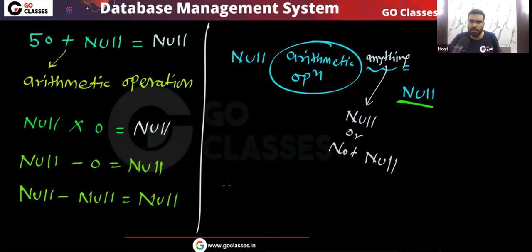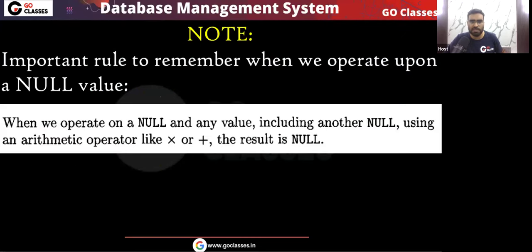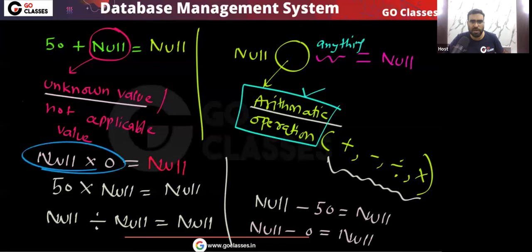This is a very simple point. If I ask you 0 divided by null, that also will be null. This is a very important rule. Whenever I perform an arithmetic operation with null, the result will always be null. There is no exception. Null multiplied by 0 is null. 50 multiplied by null is null. Null divided by null is null. Null minus 50 is null. Null minus 0 is null. Very simple point.